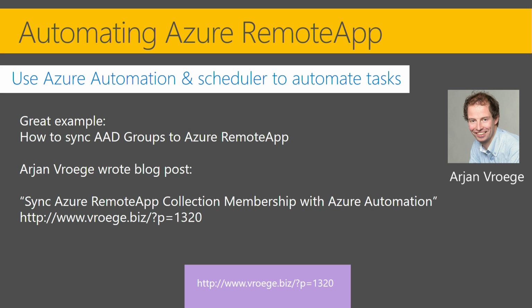What he did is he created some scripts that leverage Azure Automation and Scheduler that will go out at a specified time and look at, hey, here are the users in this group, enumerate them, and add them to Azure RemoteApp. So it's a way you could stitch together some solutions in order to accomplish a task. So when people say, hey, I need to have groups, I just point them to this blog and say, hey, this guy has a really cool solution out there.